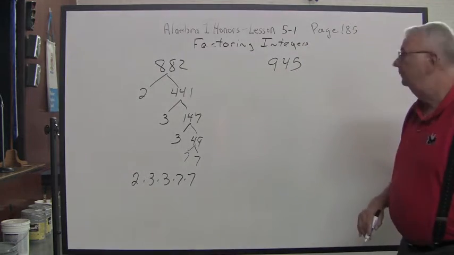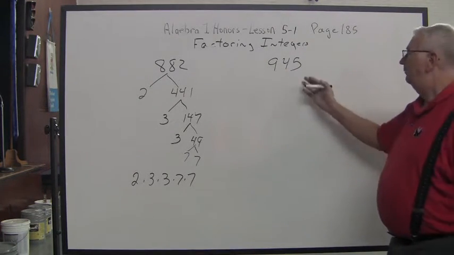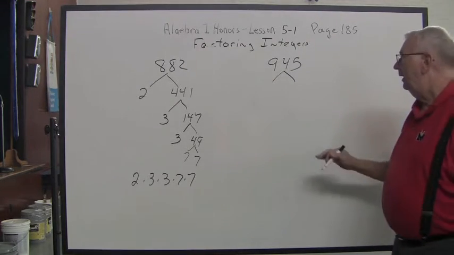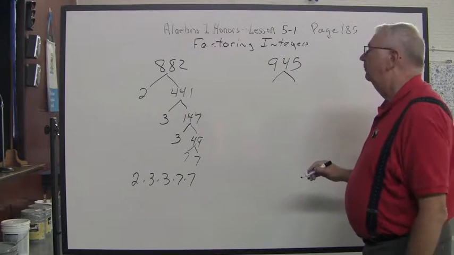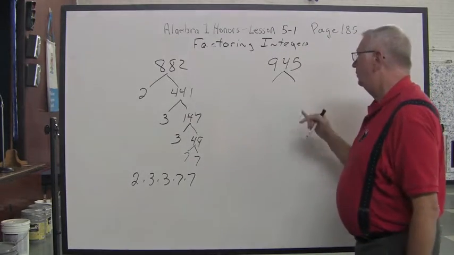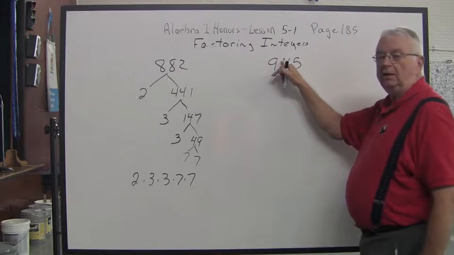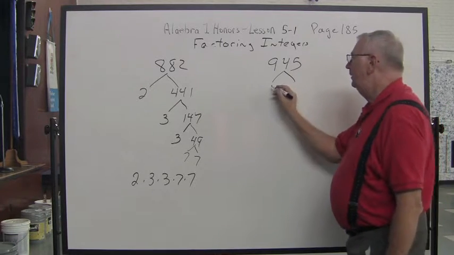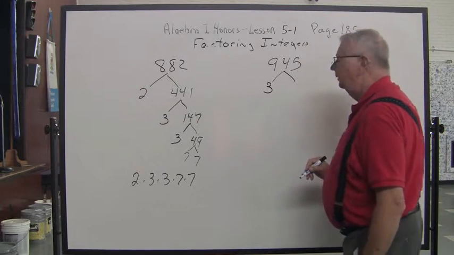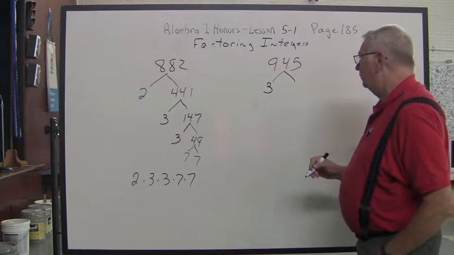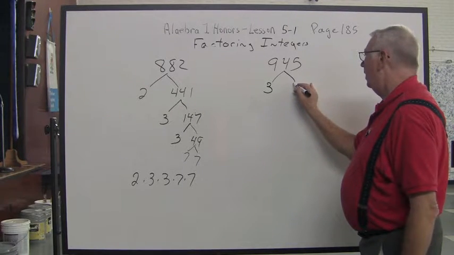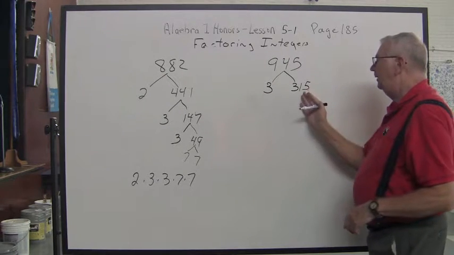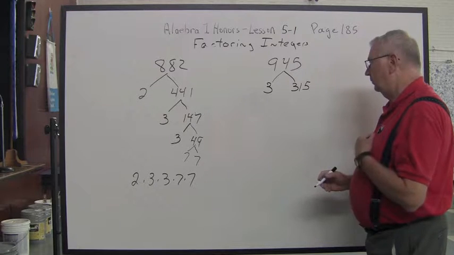All right, now let's look at 945. First of all, we see that it is not an even number. Therefore, it's not going to be divisible by 2. We'll go to our next prime number, which is 3. Sum the digits. 9 plus 4 is 13, plus 5 is 18. 3 goes into 18. So I'm going to be able to start out with 3 here as my smallest prime. 3 goes into 9 3 times, 1 and 5. So 315 times 3 would be 945.